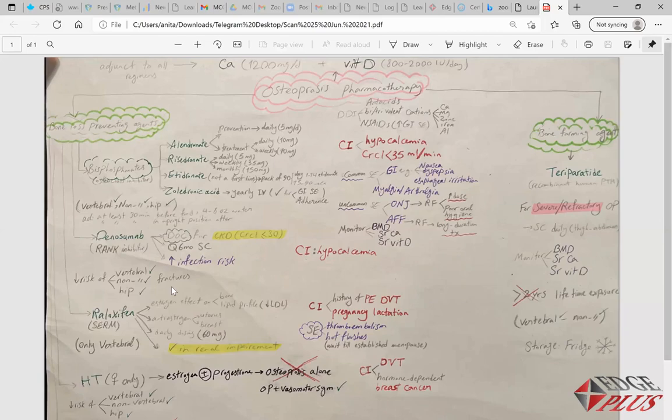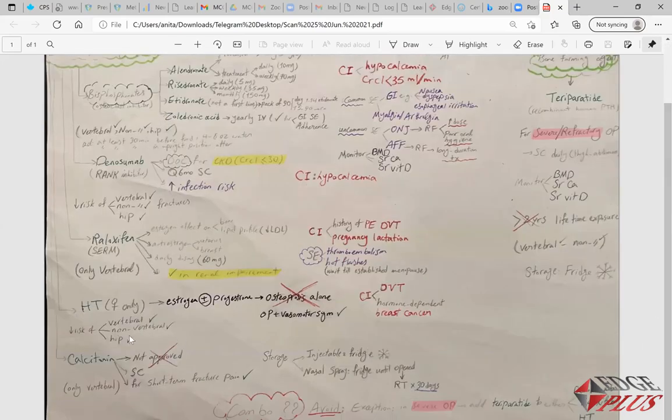The other one is raloxifene, which is a selective estrogen receptor modulator. It has estrogen-like effect on bone and lipid profile, but anti-estrogenic effect on uterus and breast. It's a tablet every day, and it's okay in renal impairment. The contraindications are any history of pulmonary embolism or DVT, and pregnancy and lactation. Side effects are thromboembolism and hot flashes. Because of that, we're not going to initiate raloxifene in women who are not yet established in their menopause.